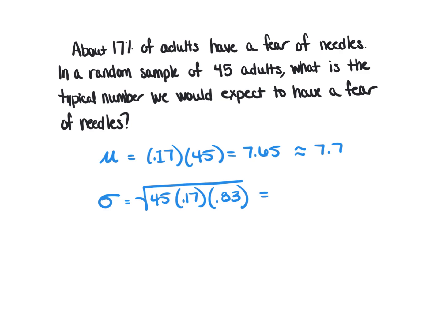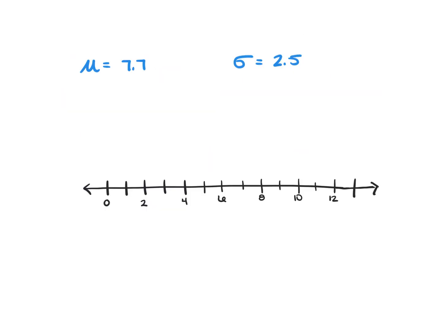So that would be 0.83. And this turns out to be 2.5. When we round, it's 2.51. Okay, so about 2.5. So we're going to take that information and come up with the typical or usual number of adults out of a group of 45 we would expect to have a fear of needles. Using those numbers, we're going to use the 2SD method.